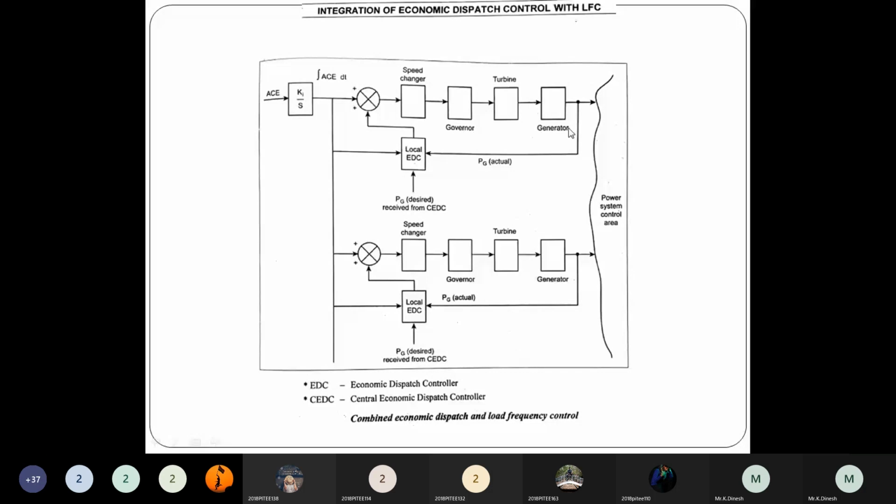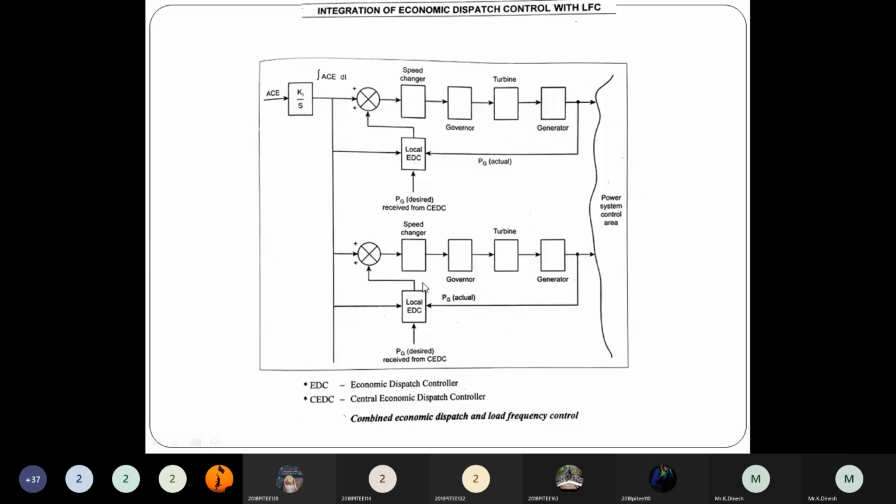Then it is compared with your local EDC generator power. It is a feedback process. For example, if it is a hydropower station, based on your water stream flow, the turbine may rotate slower or faster. So it is a cyclic process. Here it is a control area. Area 1, area 2, that is the control area.